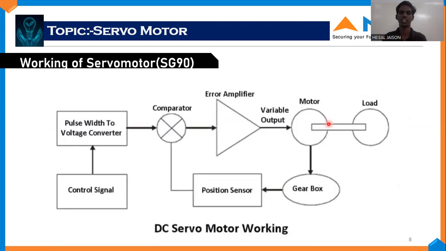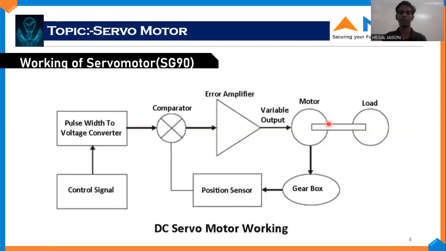Here you can see an amplifier circuit with a voltage converter. The pulse we are giving to the servo motor will be converted to a voltage level, between VCC and ground. If you are giving 5 volts or 3.3 volts to the load you are connecting, the voltage will vary from 0 to 3.3 volts. Then it will be fed into the comparator.